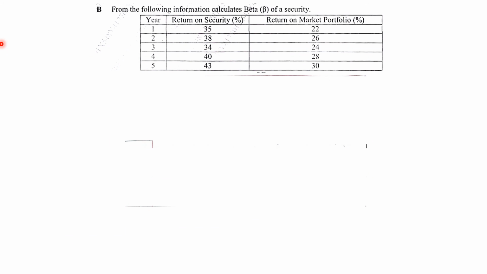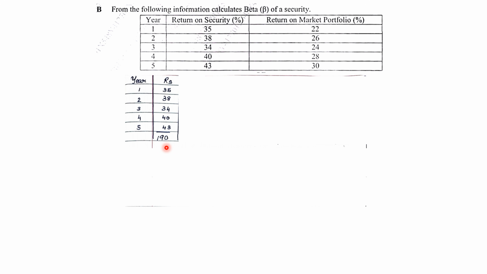The very first question: from the following information, calculate beta of a security. They give you the years, the return on security, and the return on market portfolio. Now how to solve such a sum? Let us start column-wise. First column, we note down the years 1, 2, 3, 4, 5. Next, return on security: 35, 38, 34, 40 and 43, and get the total of that. The total comes to 190.